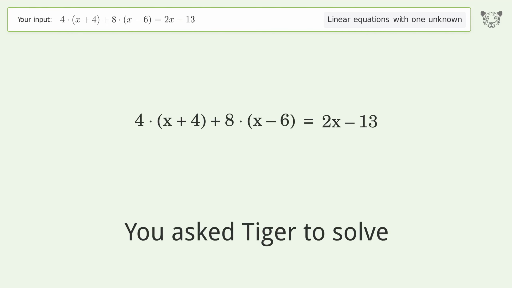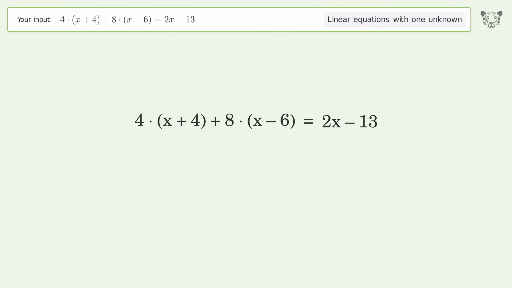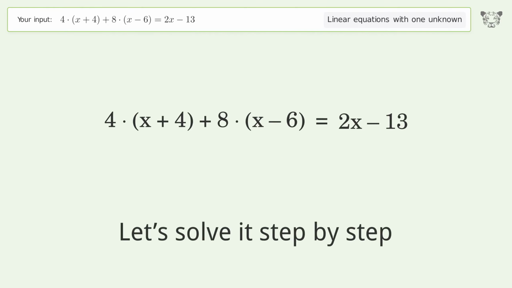You ask Tiger to solve. This deals with linear equations with one unknown. The final result is x equals 19 over 10. Let's solve it step by step.